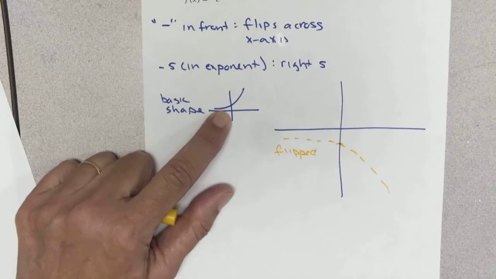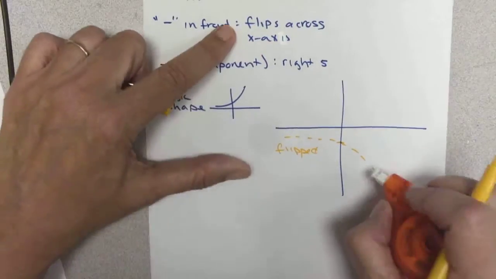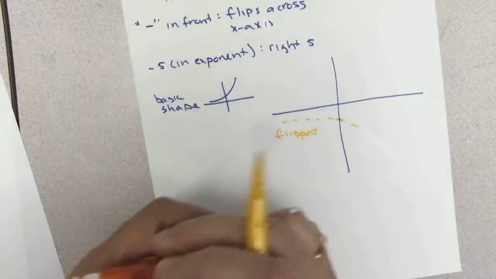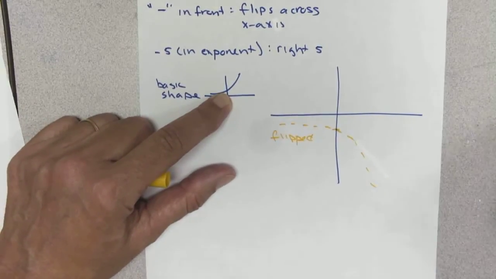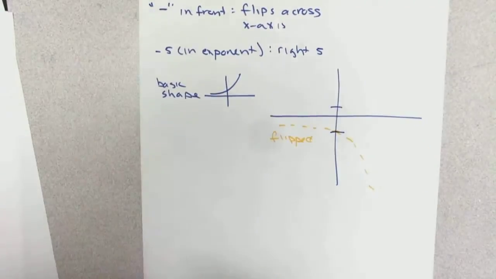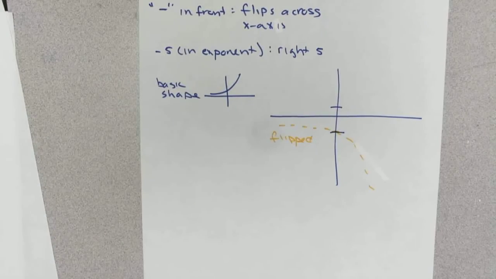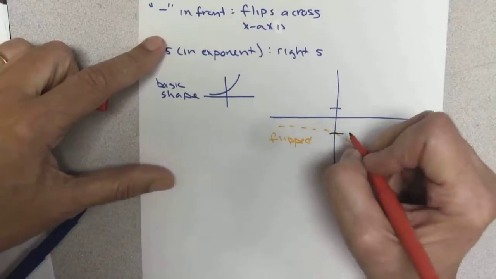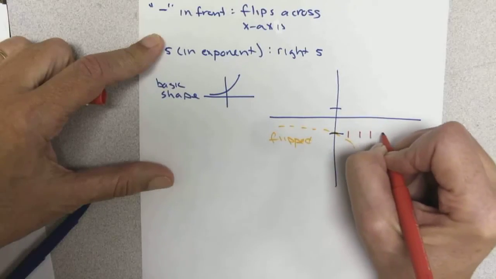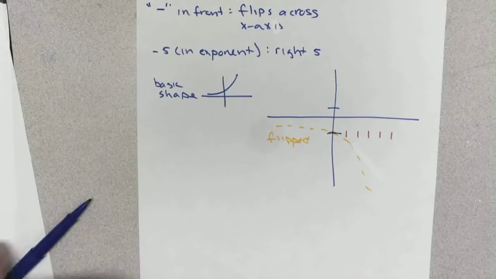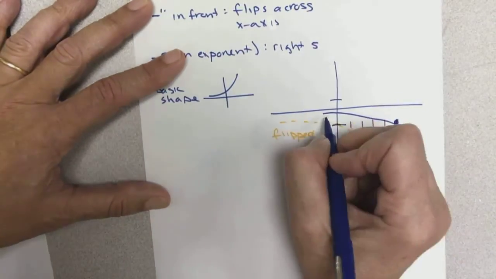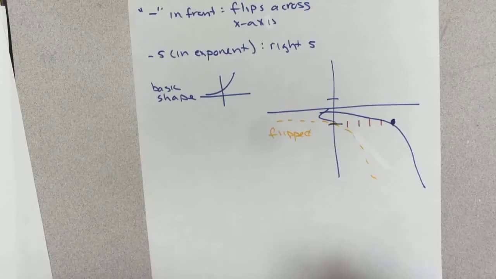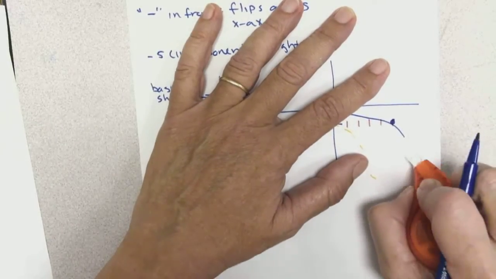Just like before, originally it's going up. Originally, that important point, (0, 1), was 1 unit above the x-axis. Now that important point is 1 unit below the x-axis. And then right 5: 1, 2, 3, 4, 5. And so there's that new important point. And there's not a pretty picture, but a good enough picture.